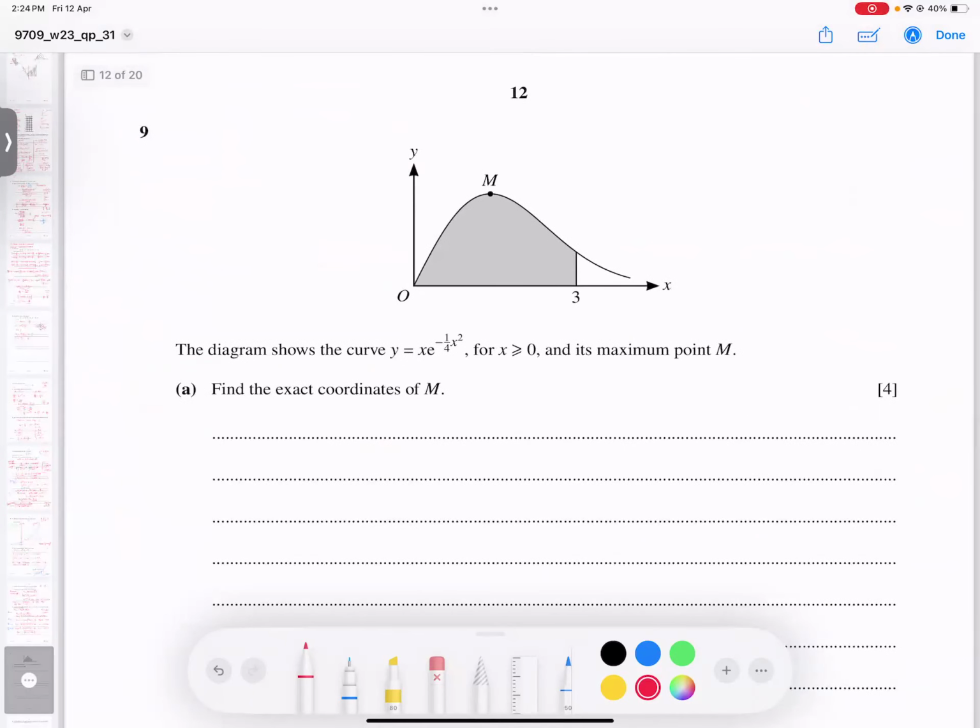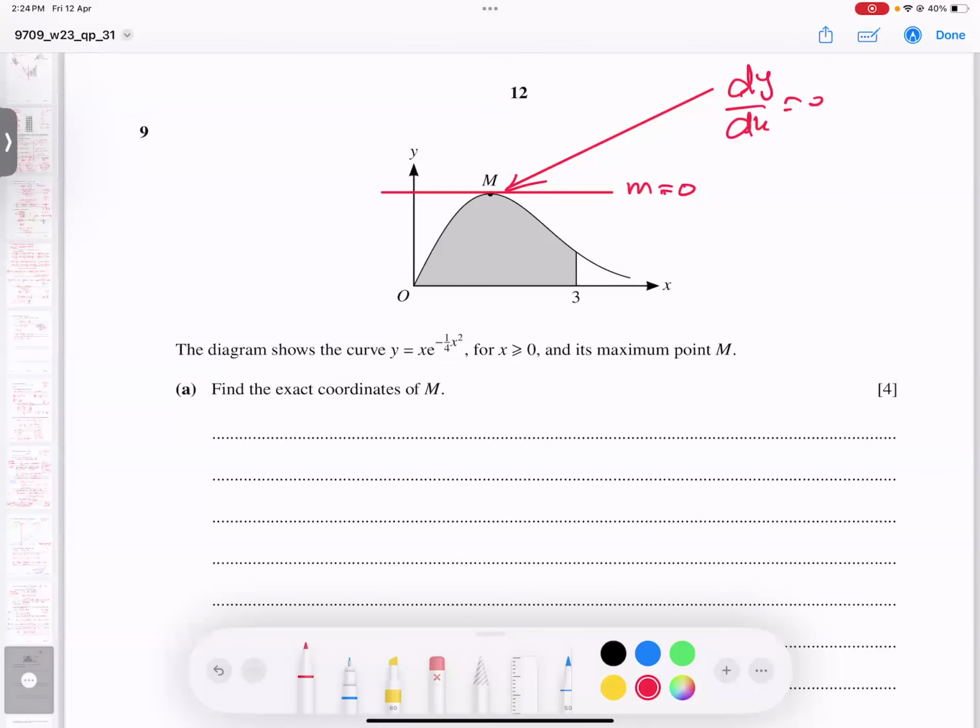Question number 9. He's saying find the exact x coordinate of the point of maxima. And for the point of maxima, what to do? Put the derivative equal to 0. If we draw the tangent, it will be parallel to the x-axis, zero gradient, that is why. So let's try to do it.